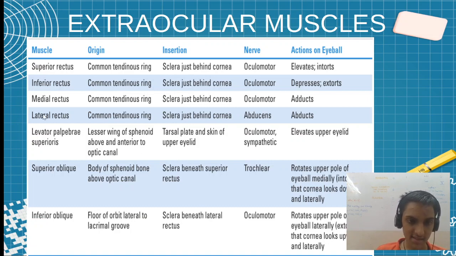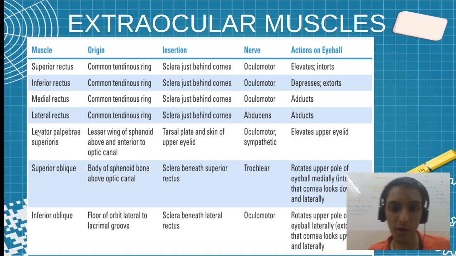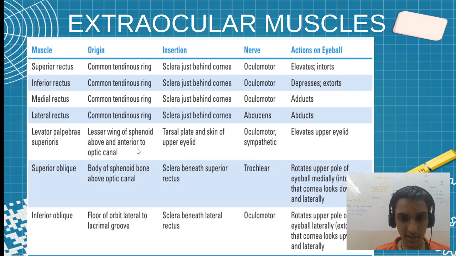Now, LPS, levator palpebrae superioris. It is coming from the lesser wing of sphenoid. Remember L as in less. So lesser wing of sphenoid, inserting into the tarsal plate of the skin of upper eyelid. So here, your beautiful eyelids we are seeing. This is the muscle, levator palpebrae superioris, insertion, tarsal plate of the skin of upper eyelid.